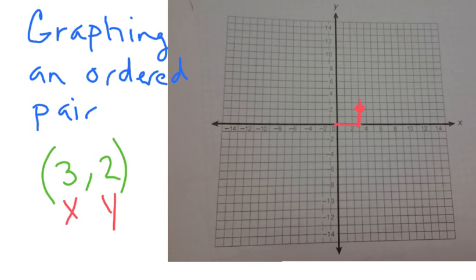That's how you actually graph something on the coordinate plane. You don't really draw the lines, you just count over 3 and up 2. You always go over first, so it's always over, sideways, and then the second thing is either up or down if it's negative. Let's do another one.